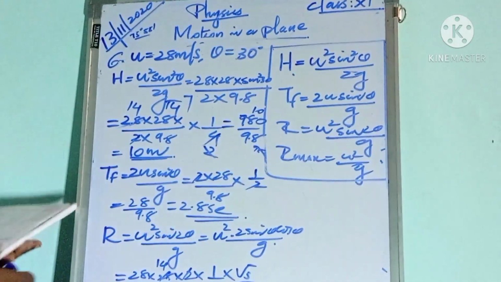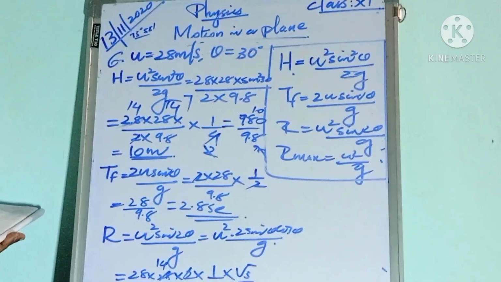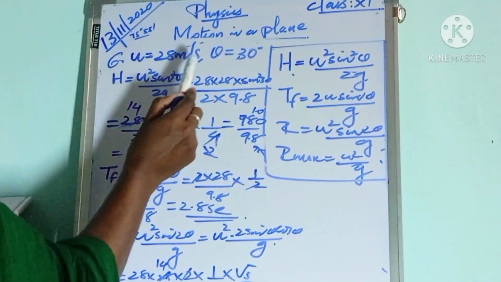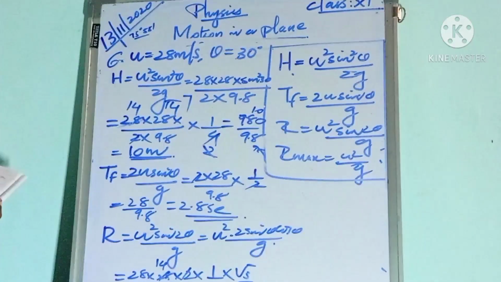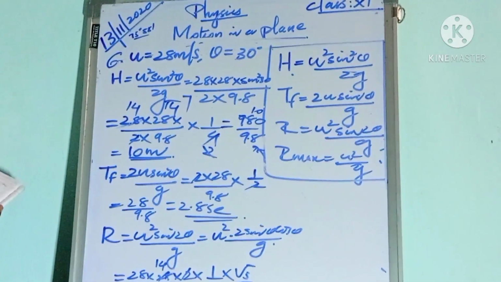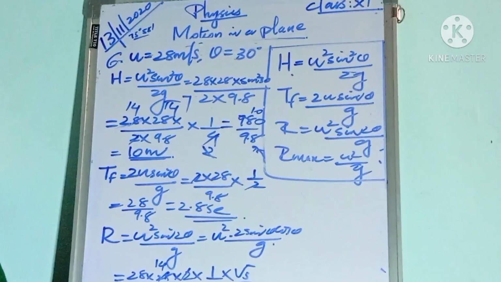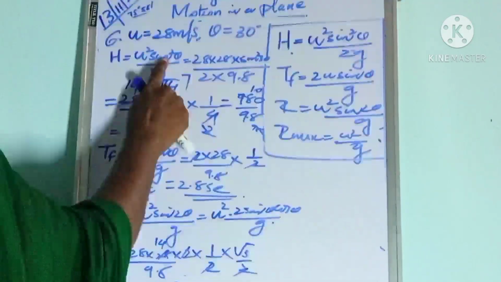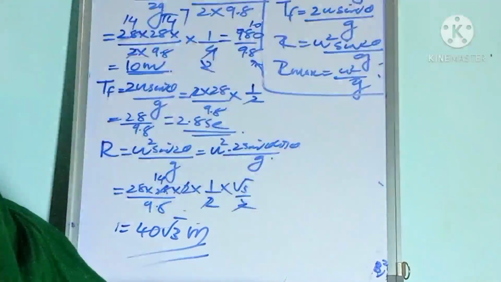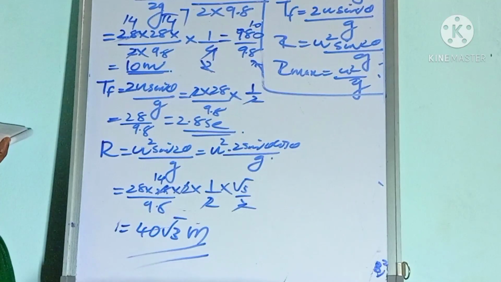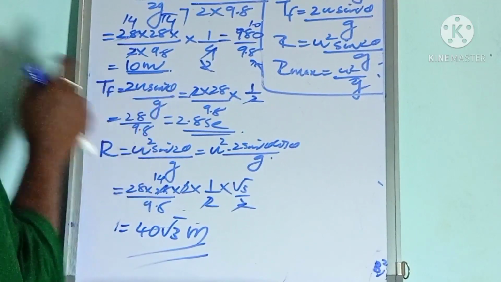Here a cricket ball is thrown at a speed of 28 meter per second, so the initial velocity u is 28 meter per second, in a direction 30 degree above the horizontal. First we have to calculate the maximum height of the cricket ball. The equation is u square sine square theta by 2g. Here u square is 28 into 28, then sine square 30 divided by 2 into 9.8. By simplifying this we will get 10 meter. Next we have to find the time taken by the ball to return to the same level, that is the time of flight. You know the equation 2u sine theta by g.